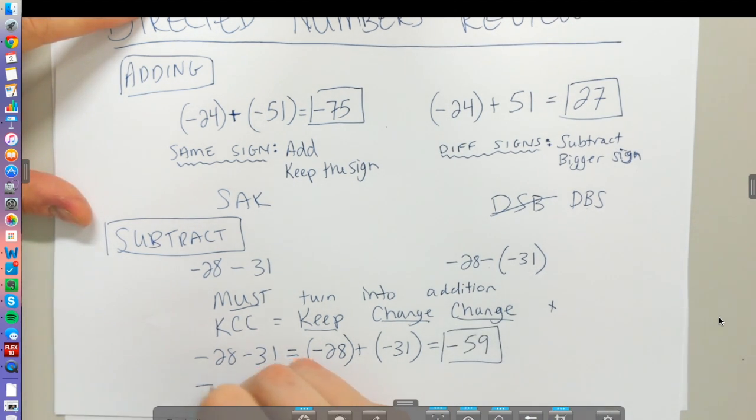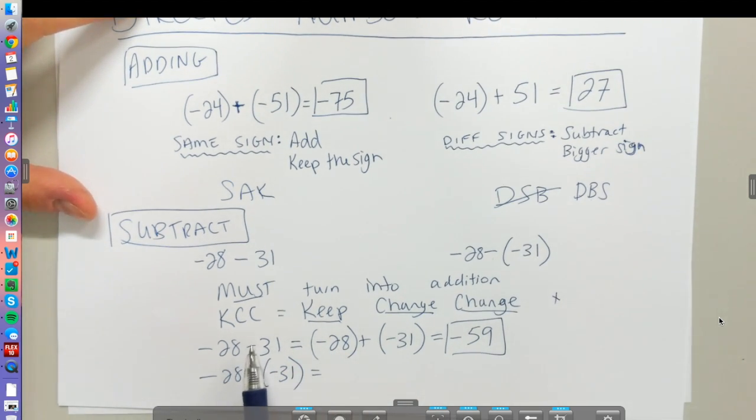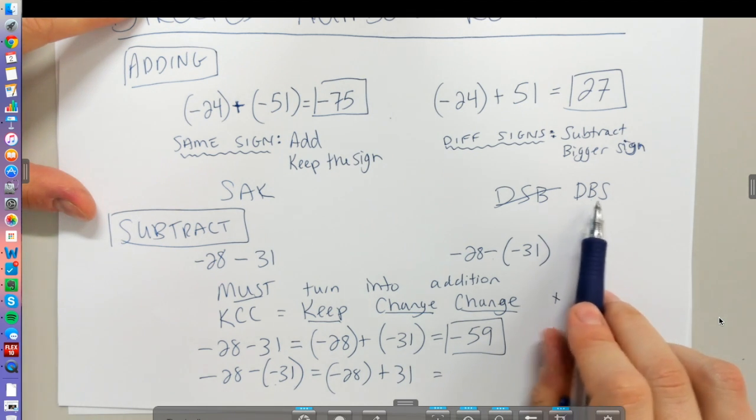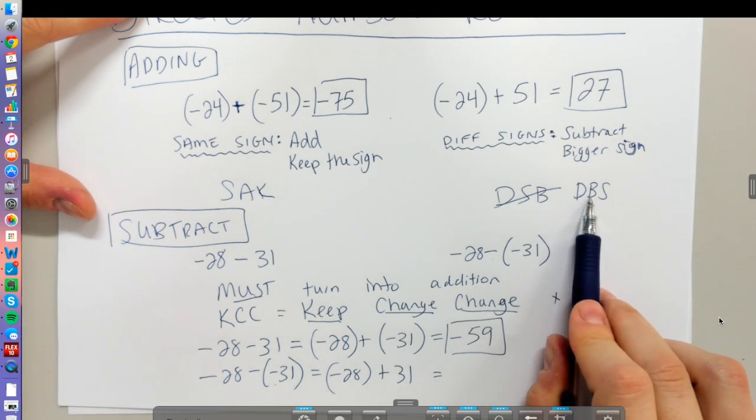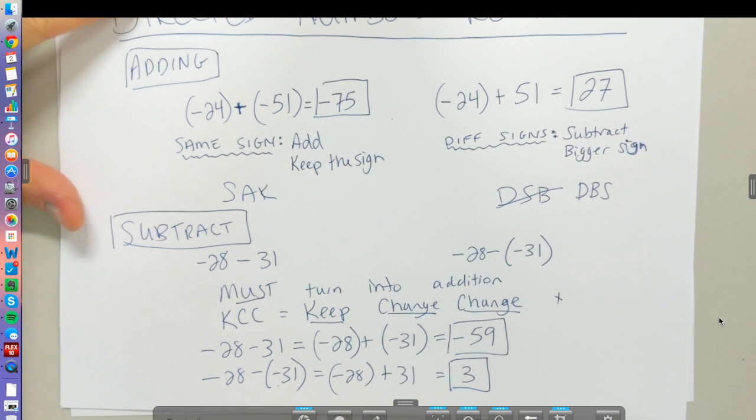All right, 28 minus negative 31. I'm going to follow the same rules. No different rules. It's still KCC: keep, change, change. Keep the first number. Change the sign. Change the second number. It's negative 31, so now it'll be positive 31. Okay, so now I'm finding the difference. I'm following DBS. Different signs. Keep the bigger sign. Subtract them. So if I subtract these, I just get 3, and it's going to be a positive 3 since 31 is the bigger number. Ta-da! Woohoo!